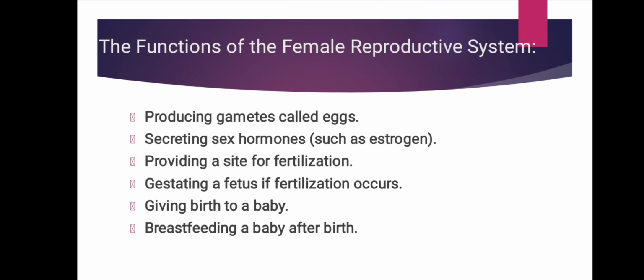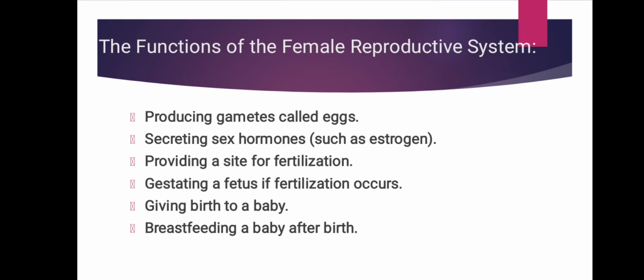The organs, structures, and function of the female reproductive system give women the ability to produce a baby. So here are the following functions of the reproductive system. Number 1. Producing gametes called eggs or ovum, which is the biggest cell in the human body, especially in women. Number 2. Secreting sex hormones such as estrogen. These hormones help develop and maintain both the reproductive system and female characteristics such as breast and pubic hair.